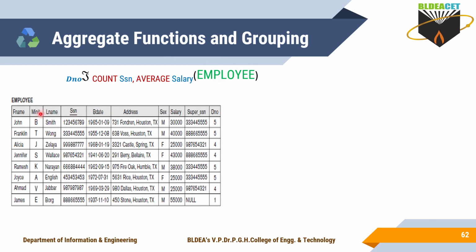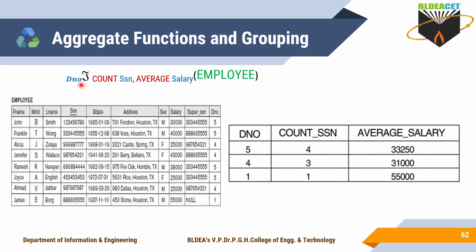I'll take the same example here. Earlier you calculated the functions: the number of employees and also the average salary of the employees. Now you want to group according to some attribute here. So what is that? DNO. You want to group the attributes. That is very simple.